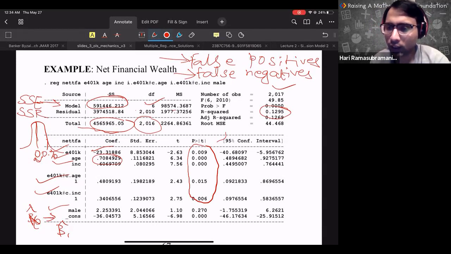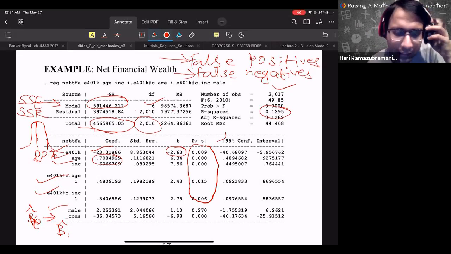Are you getting what I'm saying? So you have to be very careful, because how do you calculate your t statistic? Your t statistic is calculated as the coefficient divided by the standard error. If you divide the coefficient by the standard error, you will get the t statistic. And for the t statistic, anything greater than 2 is good news.